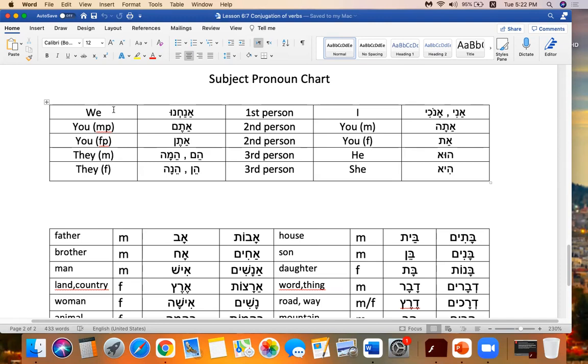The plurals are anachnu, which is we. You masculine plural is atem. Remember, the ending of the conjugated verbs ended with tem if it was masculine plural. You feminine plural is aten, and so the verbs ended with ten. They do have masculine and feminine. You don't see them a lot in biblical Hebrew, but they're there, so you probably want to learn them. You'll either see them as hem and hen, which is more conversational Hebrew, and in biblical Hebrew, you'll see hema and hena. So those are all your pronouns.